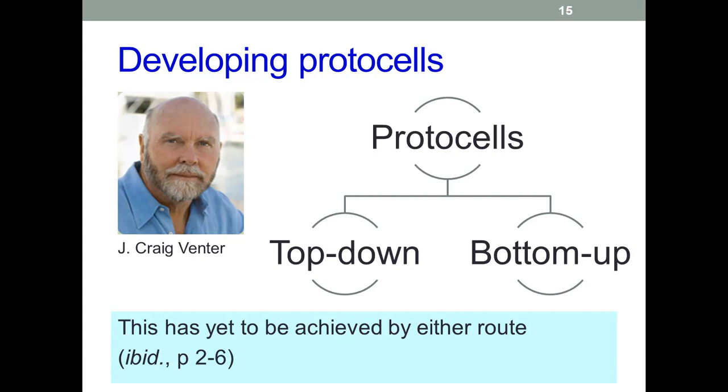Hanczyc and other groups take what's called a bottom-up approach. They start with simple chemicals, which they then allow to self-organise. It's arguable that perhaps models better what was happening in the early history of life on this planet. But it's worth mentioning that neither route has yet achieved success. That is to say, we haven't been able to produce an artificial organism, but I have little doubt that it will happen in the next few years.